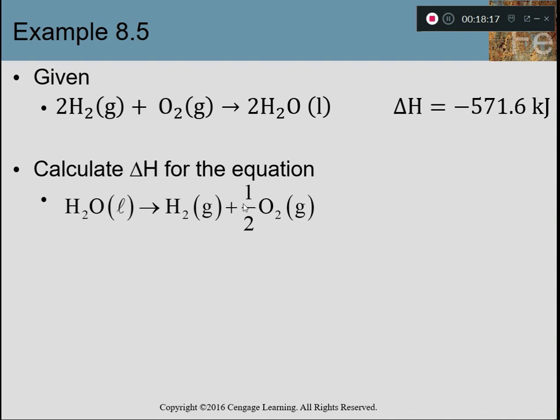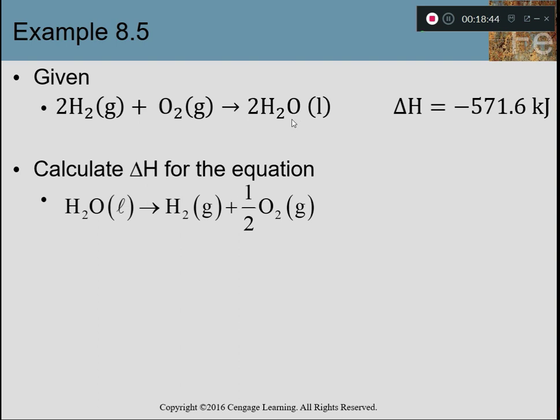1 mole of hydrogen and a half a mole of oxygen. So here's my reaction that I know information about. I can look this up in a table and I can see that hydrogen plus oxygen giving me water in my normal situation is going to release 571.6 kilojoules of energy. Well, if I think about it, I see that instead of making 2 moles, I want to react only 1 mole.